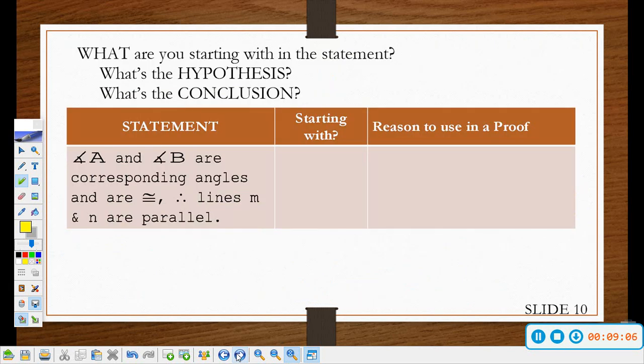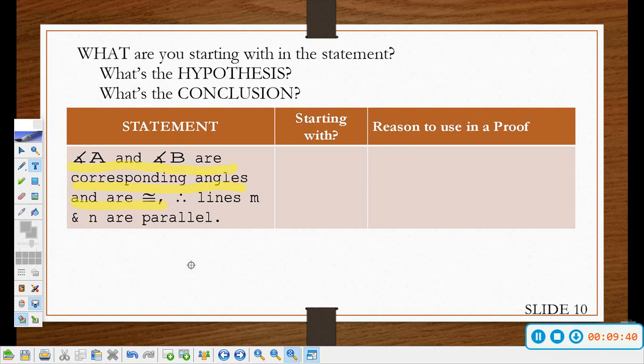What are you starting with in this statement? What's the hypothesis and what's the conclusion? This goes in your notes. So angle A and angle B are corresponding angles and are congruent. Therefore, line M and N are parallel. So what am I starting with? What is my hypothesis? I'm starting with the fact that A and B are corresponding angles and they are congruent.